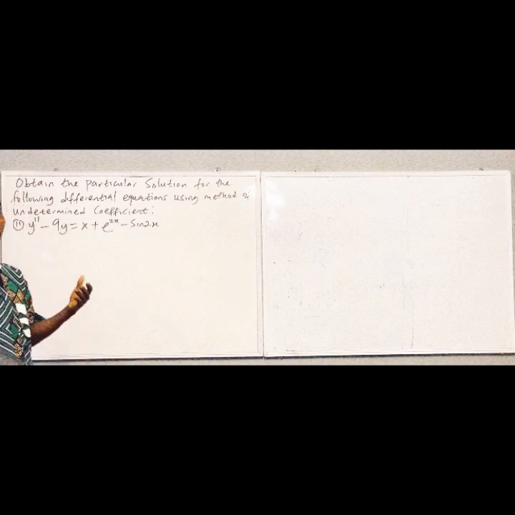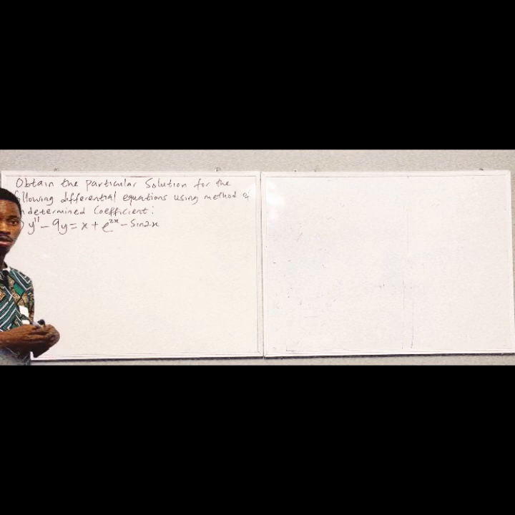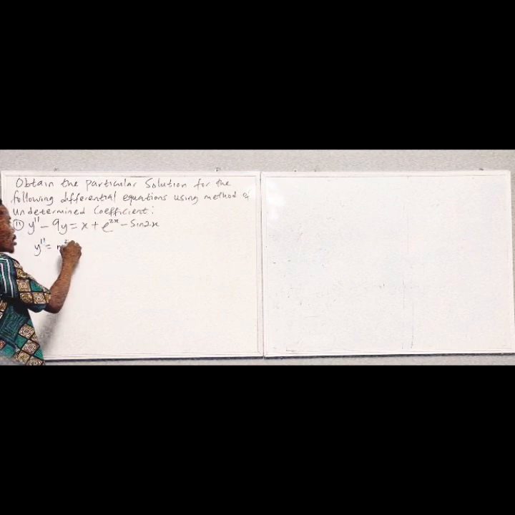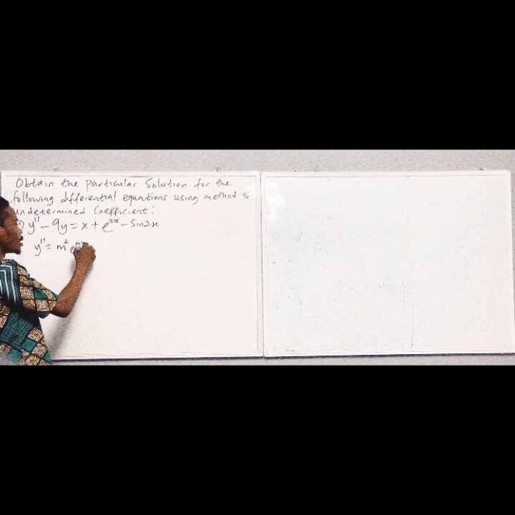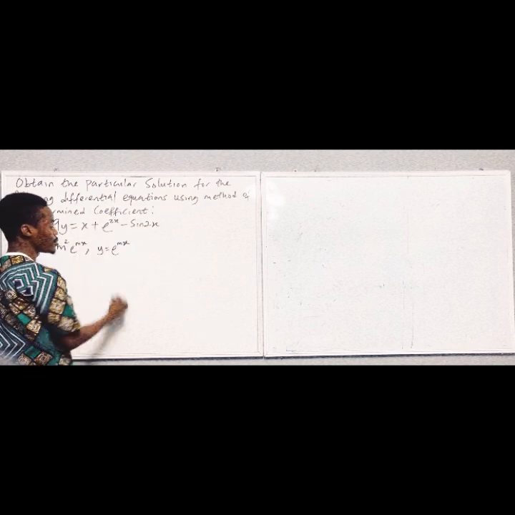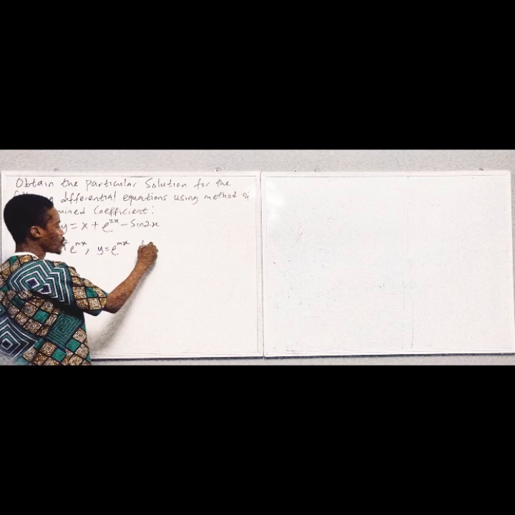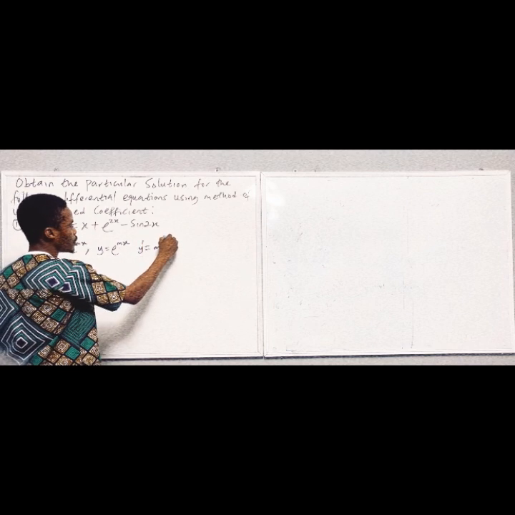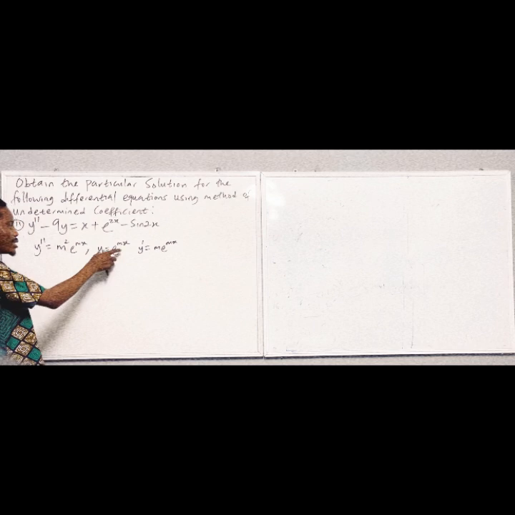And whenever we have a second order non-homogeneous equation, it means we are using the method of undetermined coefficients to solve it. That is, we consider two solutions, that is the particular solution and the general solution of the homogeneous. Since you know that our y double prime will give us m squared exponential mx, then our y is exponential mx, and then our y prime is m exponential mx.